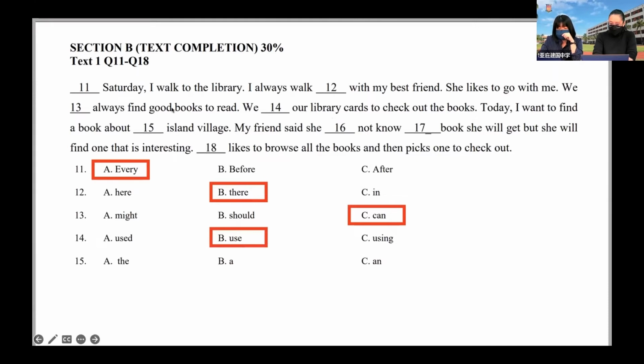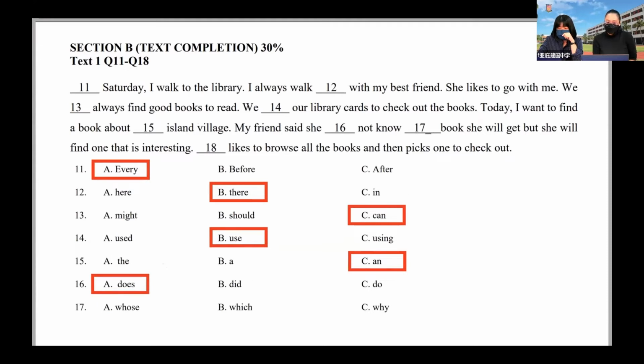Okay, number 15. Island village. So and the, which one? Just now, when you have the island, which article should you use, student? An island, because it's a vowel. Oh, this is vowels. Very good. Okay, my friend said she. Okay, these two questions link together. She what? She did not know, she does not know, or she do not know? She does not know. Very good.